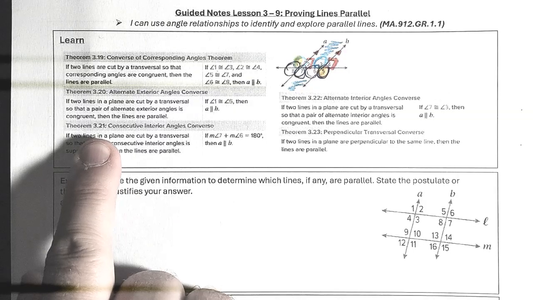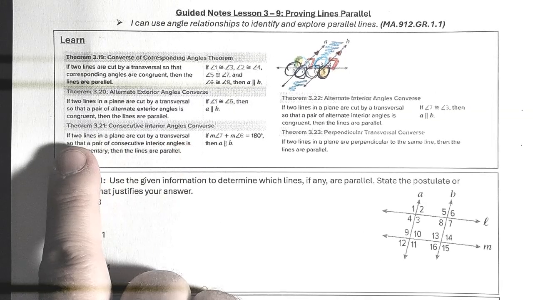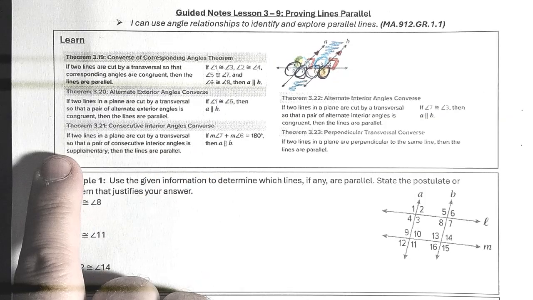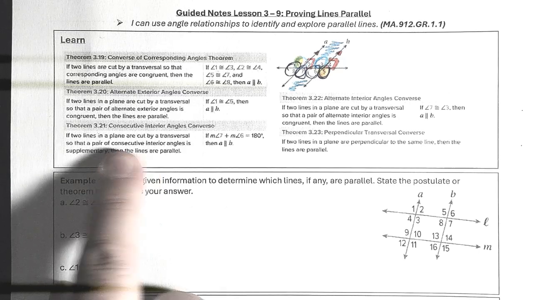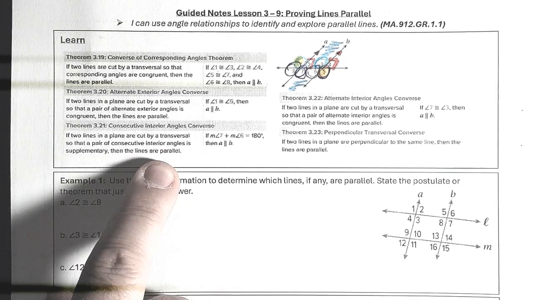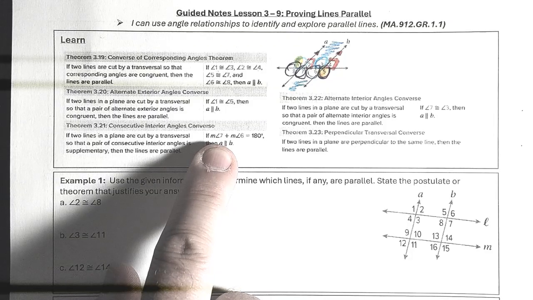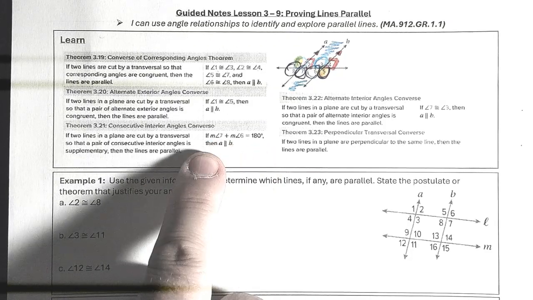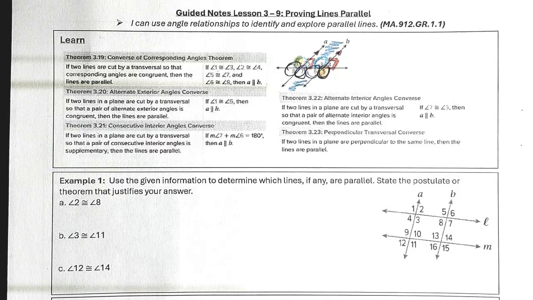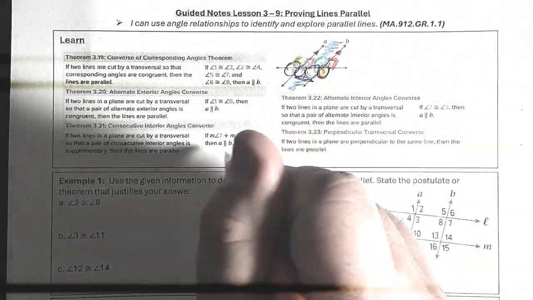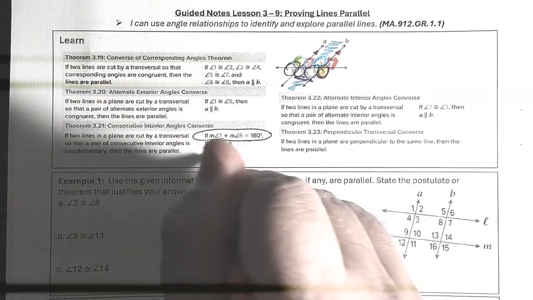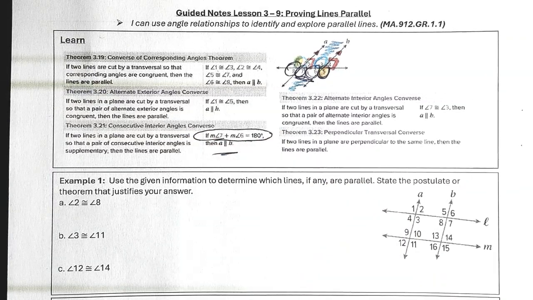All right, 3.21, consecutive interior angles converse. If two lines in a plane are cut by a transversal so that a pair of consecutive interior angles are supplementary, then the lines are parallel. So it says if 6 and 7 equal 180, they're supplementary, then A and B are parallel. So right here, 6 and 7, if they equal 180.